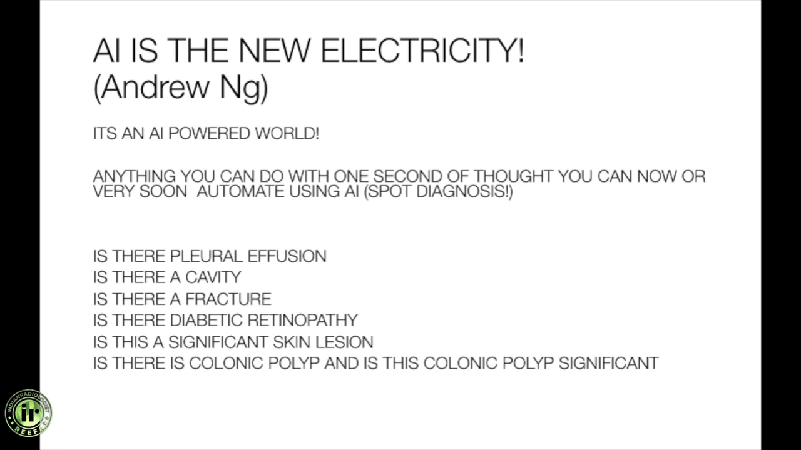For example, on a chest X-ray, is there pleural effusion? Is there a cavity on this radiograph? Is there a fracture? On this fundoscopic image, is there a diabetic retinopathy? Yes or no? On a photograph of a skin lesion, is this a melanoma or is it not a melanoma? On an endoscopic study, is this a colonic polyp? Is this a significant colonic polyp? These are the kind of spot diagnoses that we doctors make, and today, AI has the capability to make these spot diagnoses.